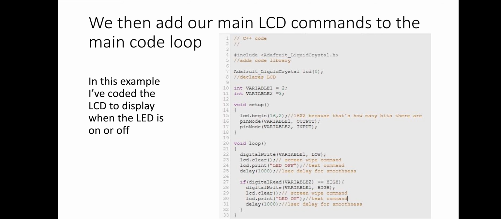Then we add our LCD commands to the main code loop, so the two basic commands I'm using are lcd.clear, as you can see. If you want more detail, I've made comments in orange or yellow, whatever. So lcd.clear wipes the LCD screen, then lcd.print outputs some text, and I've added some delay commands just to make the LCD output a bit smoother. Without the delay, it'd be really choppy.